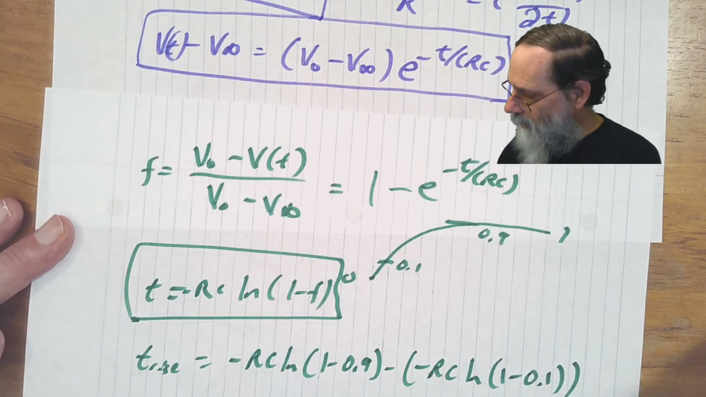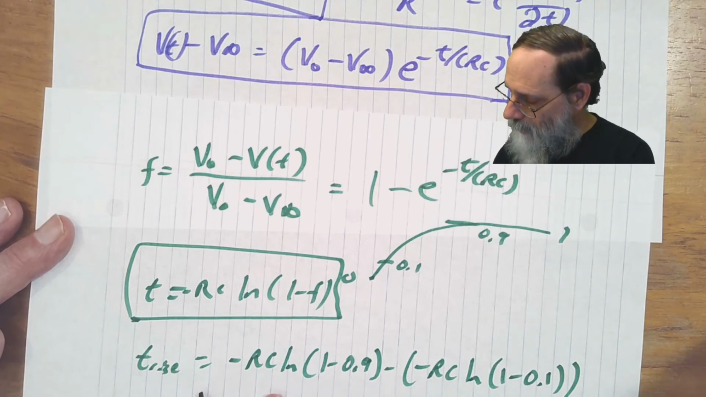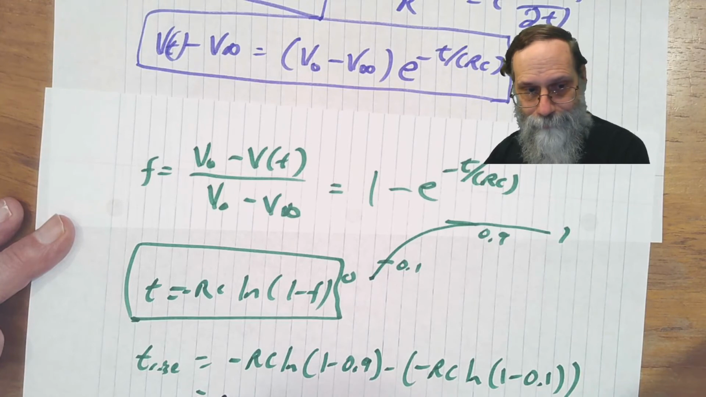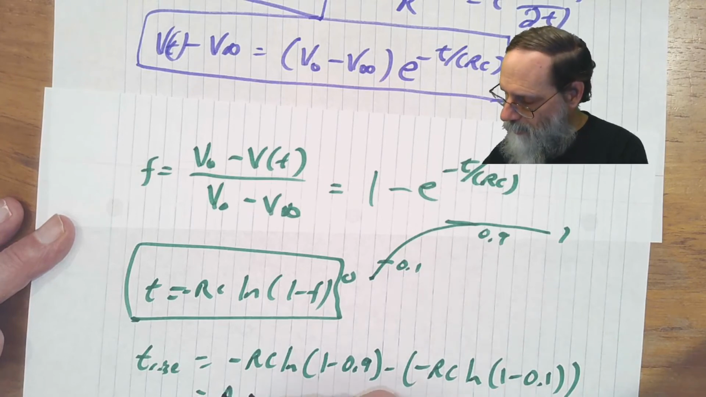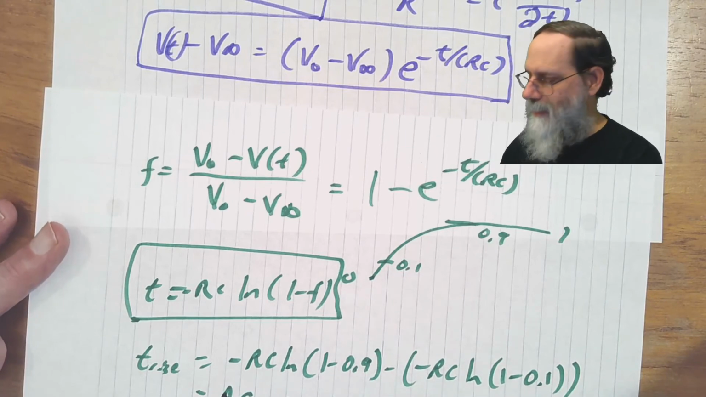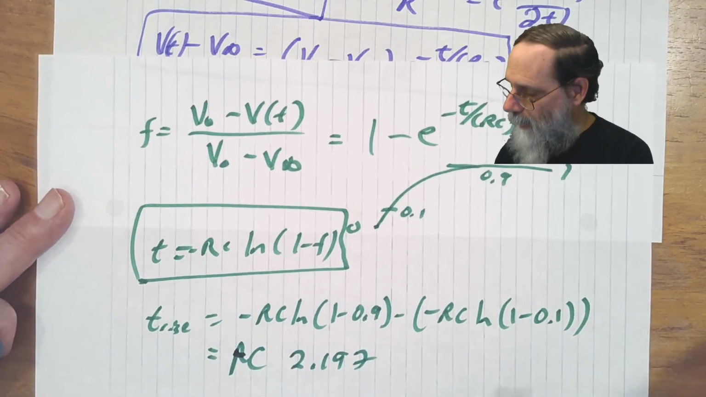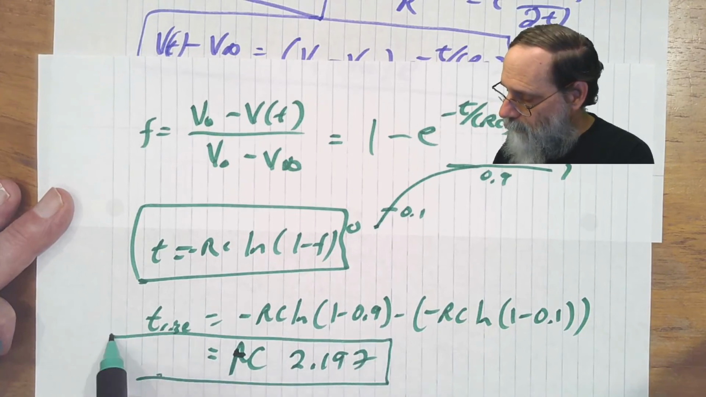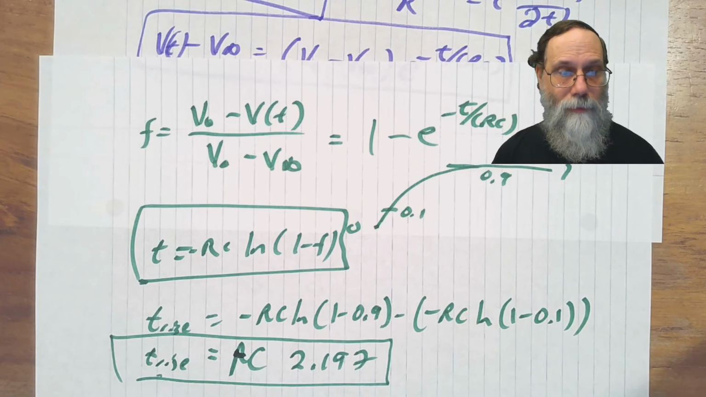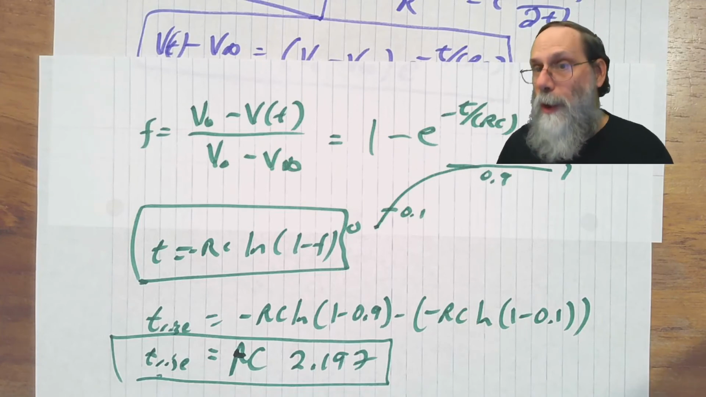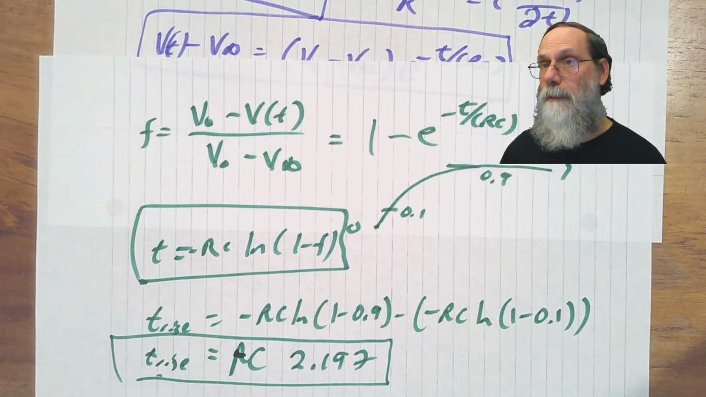And you notice that everything in here is constants except for the RC, so I'm going to get this thing is equal to approximately, what would it be? RC times about 2.197. Get out a calculator to do that if you want. And so the rise time is about 2.2 RC time constants.